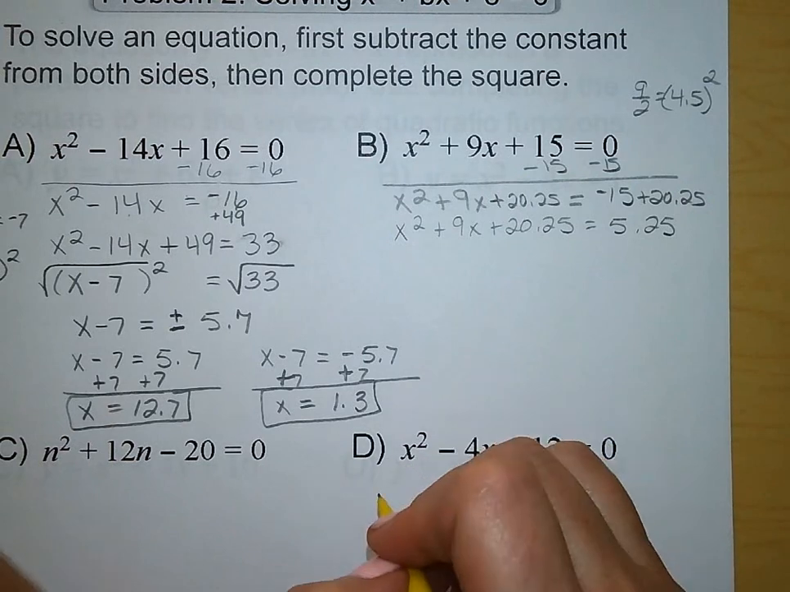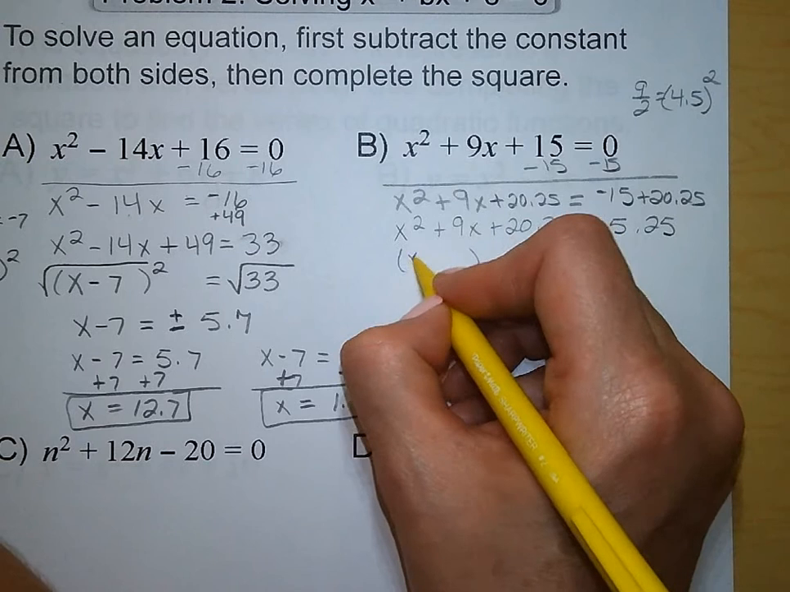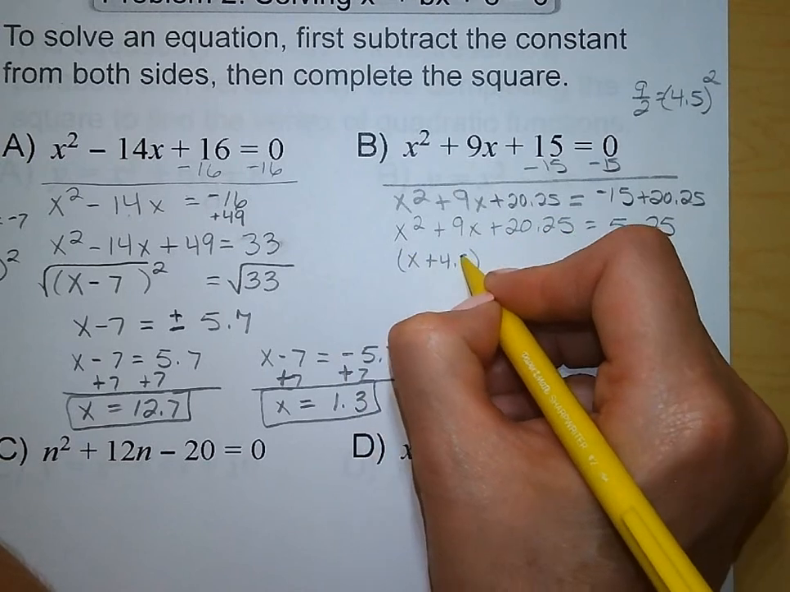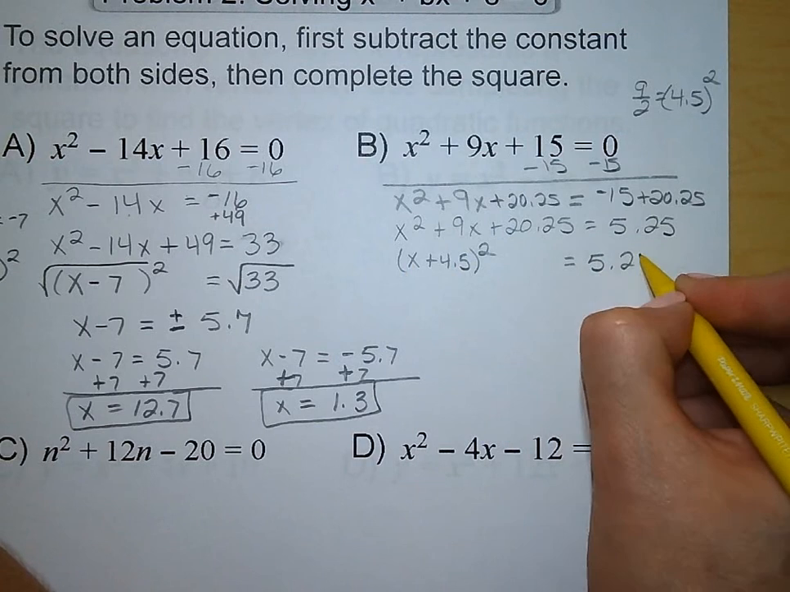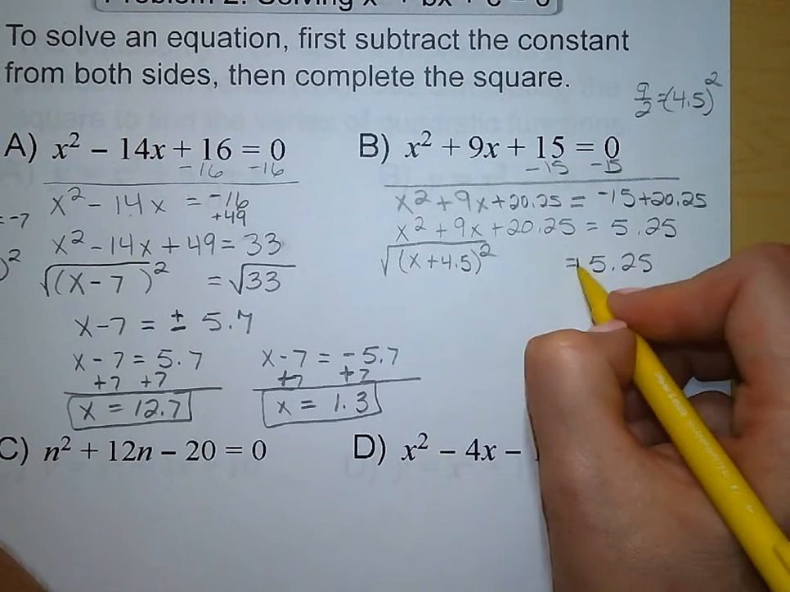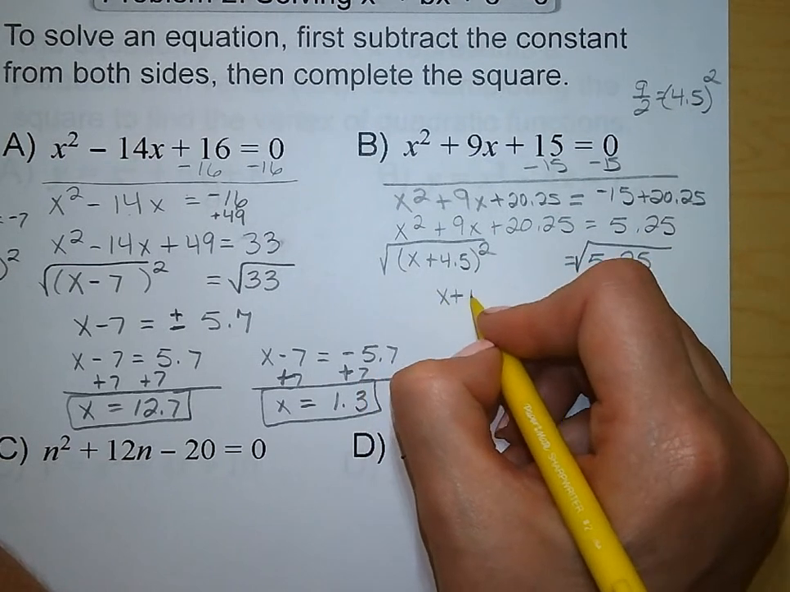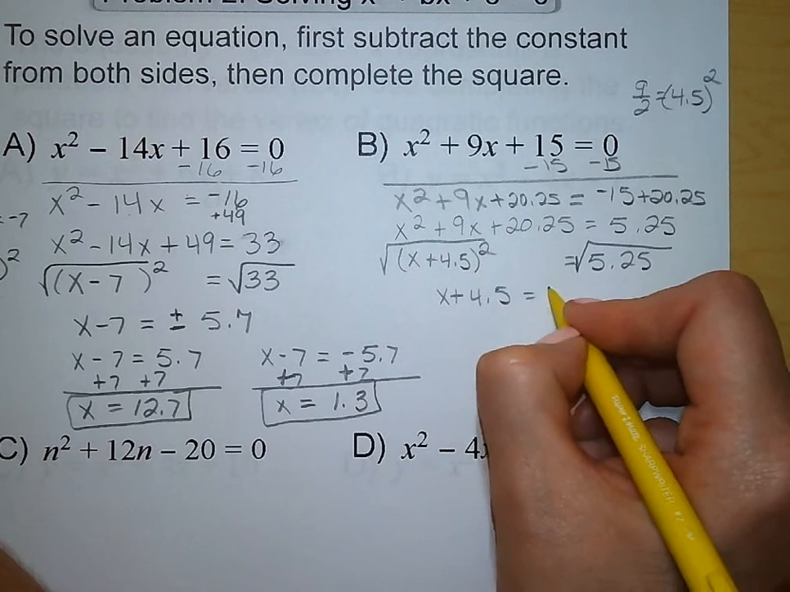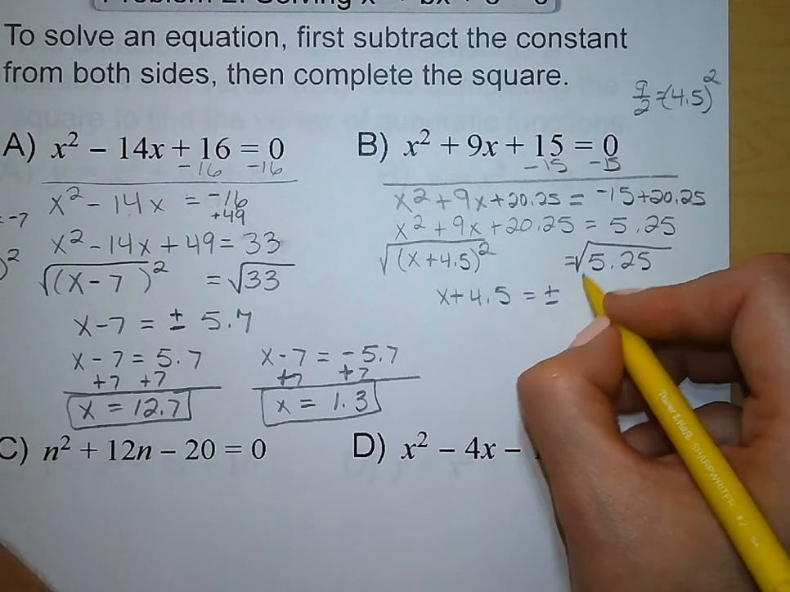The whole purpose of completing the square is to have a perfect square trinomial. So we have x plus 4.5 squared is equal to 5.25. Take the square root of both sides. X plus 4.5 is equal to plus or minus 2.3.